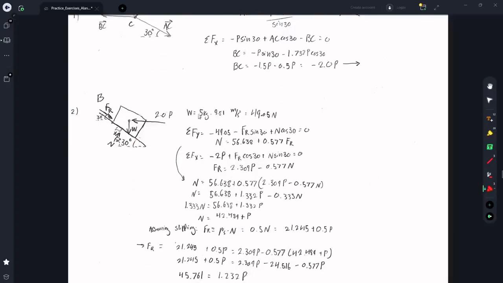To solve for the weight, we know that the mass is 5 kilograms, so 5 times 9.81 meters per second squared is equal to 49.05 newtons down.